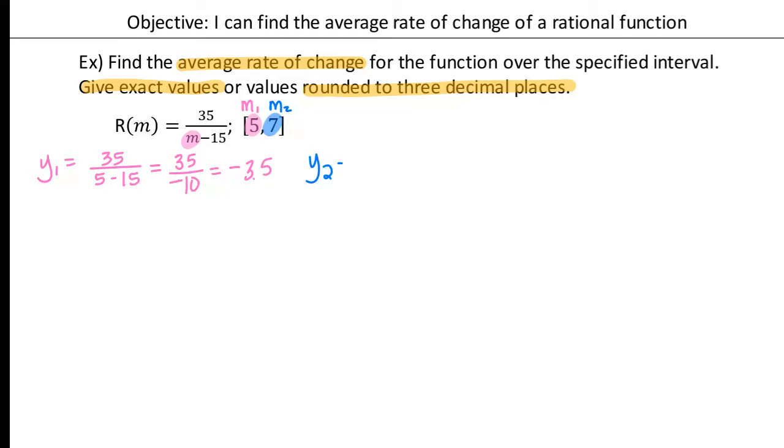Then we have to go find our y2 value by plugging in m2. So y2, I'm going to do the same thing, except this time I'm going to plug in the 7 in the m. So I have 35 over m, which is 7, minus 15. That'll give me 35 over 7 minus 15 gives you what? Negative 8. And then you divide 35 divided by negative 8 in the calculator. What do you get?